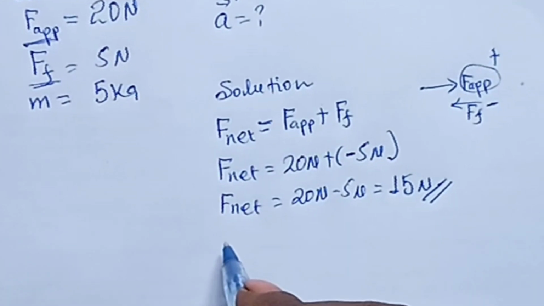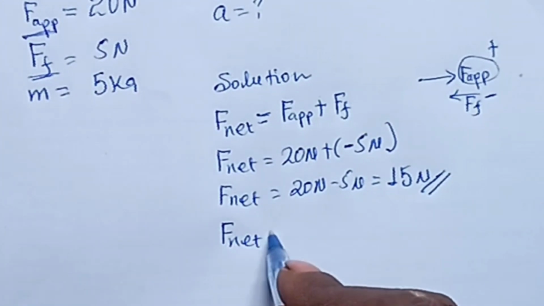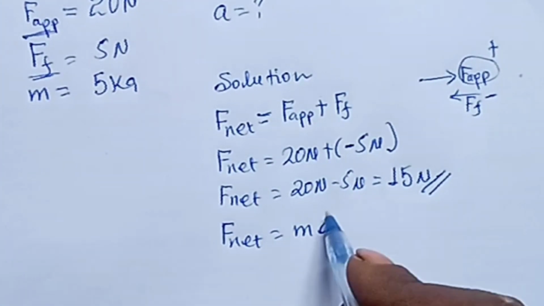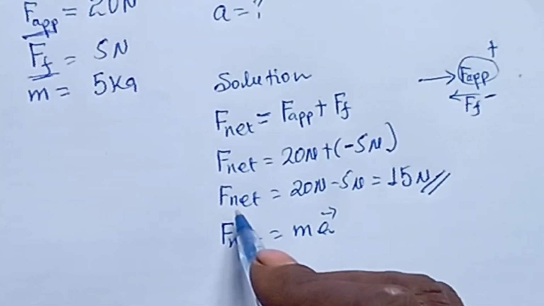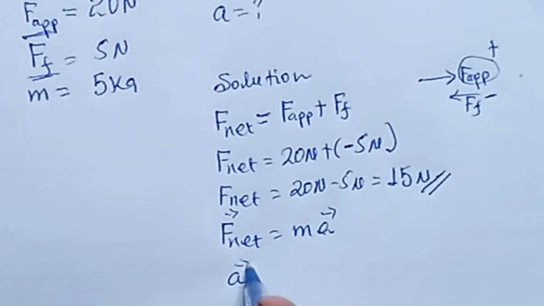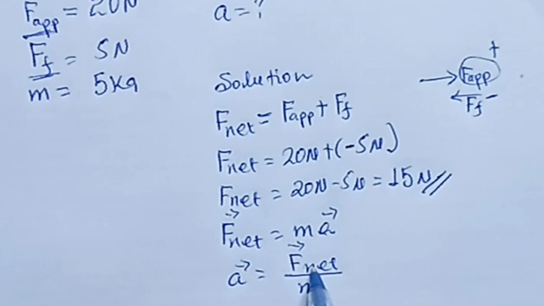What we want to find is acceleration. Net force is equal to mass times acceleration. We are going to find acceleration, so acceleration is equal to net force divided by mass.